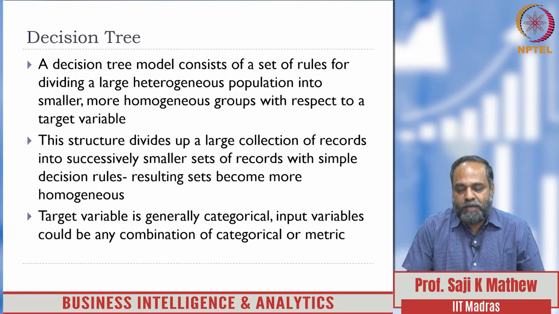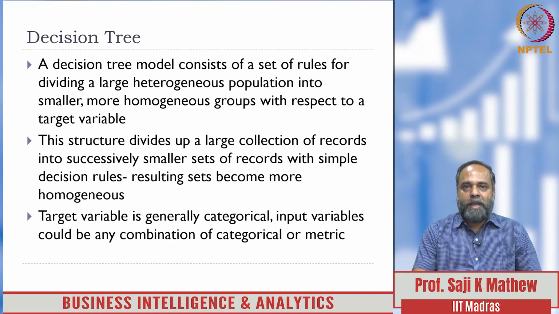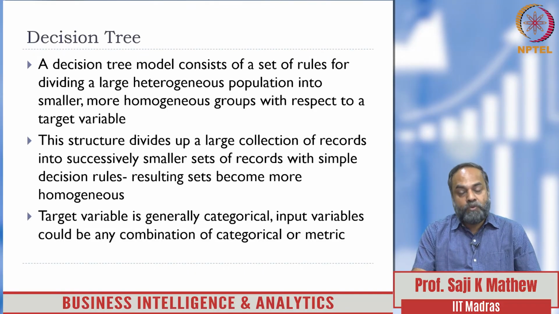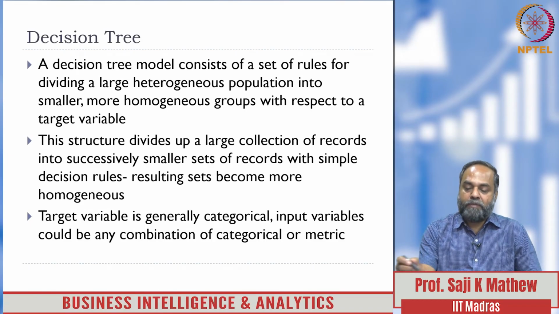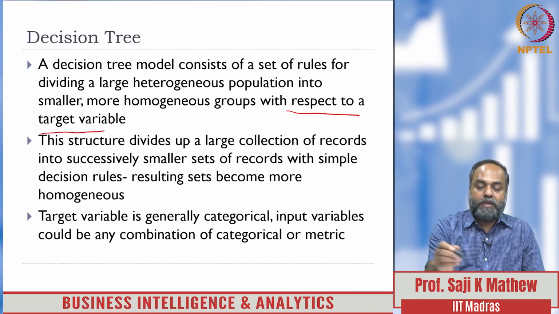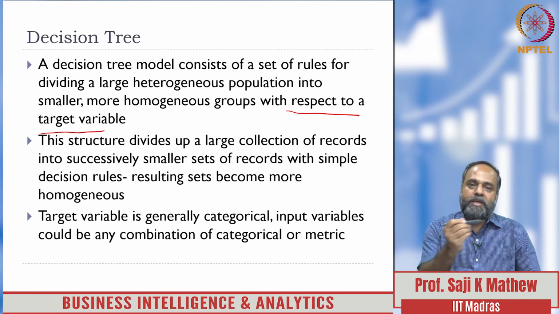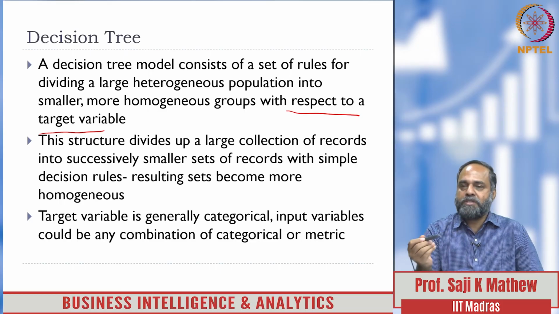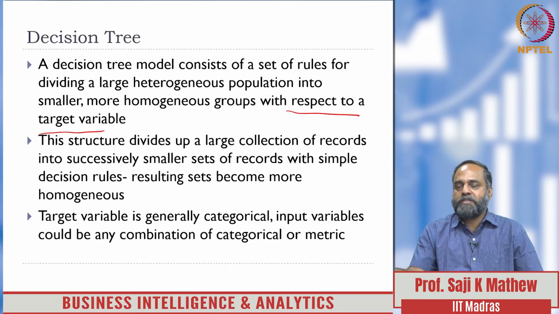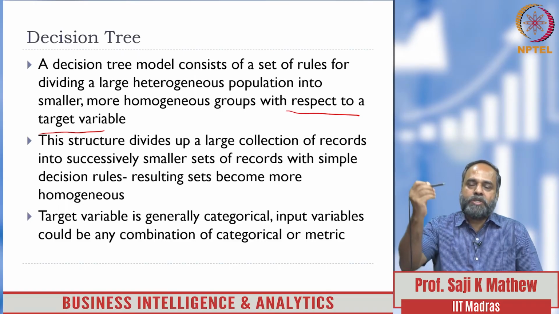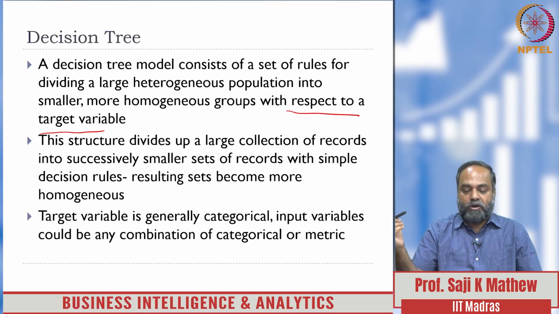Let me use text to explain to you what a decision tree is. A decision tree model consists of a set of rules, as I said, for dividing a large heterogeneous population into smaller, more homogeneous groups with respect to a target variable, an outcome variable. This structure divides up a large collection of records into successively smaller sets of records. So decision tree building is a process. It splits and splits and splits, just like a tree grows and grows and grows, finally resulting in terminal nodes.